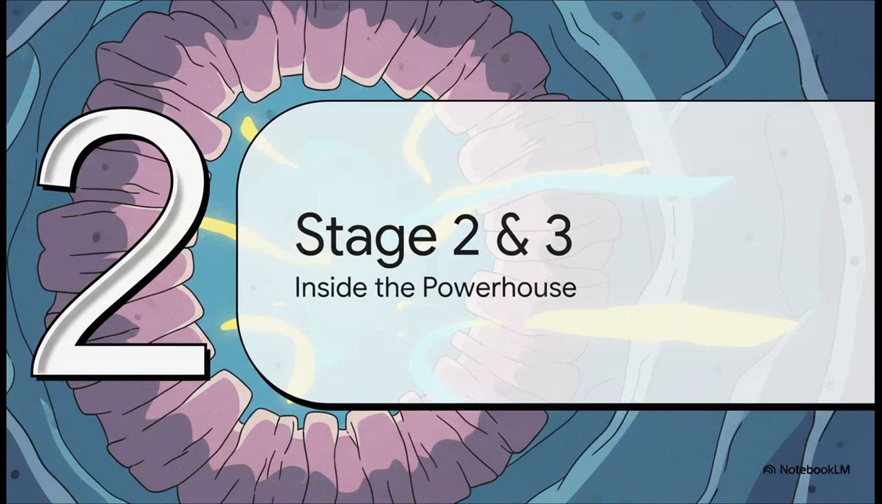Okay, so now we've got these 2 pyruvate molecules. They're now smuggled into the high-security zone of the cell, the mitochondrion. You've probably heard it called the powerhouse of the cell, and for good reason. This is where the real action is about to go down.